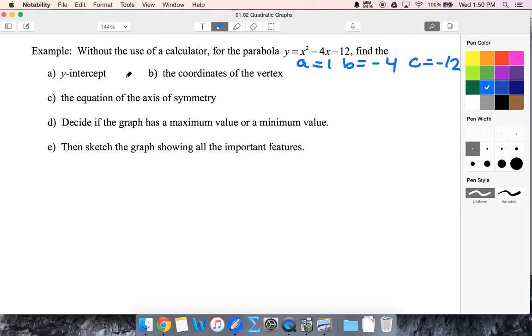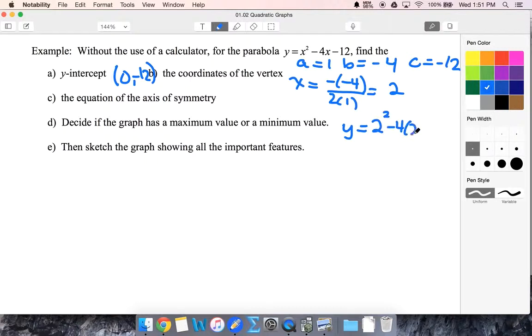Here C is -12. So we've got 0, -12. The coordinates of the vertex, well, I know the x-coordinate is going to be -b over 2a. So the x value for the vertex is 2. The y value is going to happen when I plug that in. 2 squared minus 4 times 2 minus 12. 4 minus 20, -16. So coordinates of the vertex are at 2, -16.